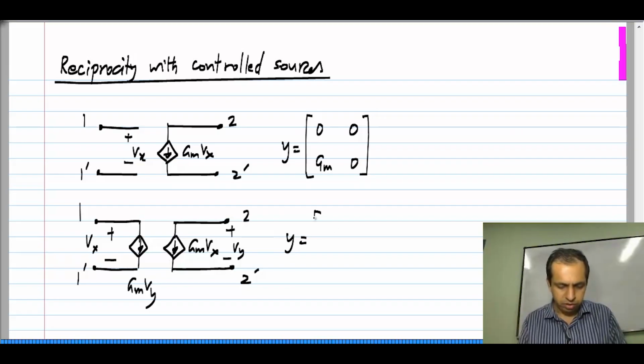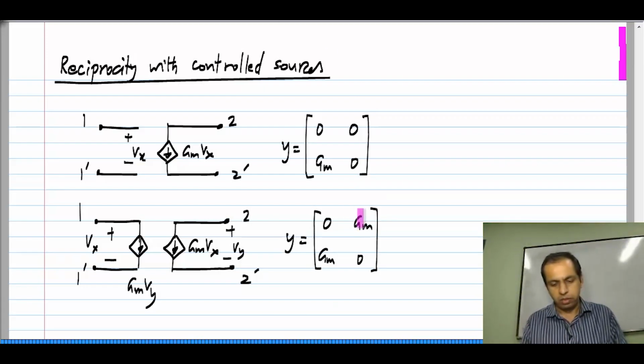So, Y would be 0, Gm and 0. So, clearly Y12 equals Y21, and this is a reciprocal network that consists of control sources, and you can also have resistors and so on. So, you can always arrange a circuit with control sources to be reciprocal. The most trivial case is when every resistor in your resistive network is implemented using control sources. Even if you do not do that, even if you do not use control sources to realize equivalent resistors, you can make them reciprocal.